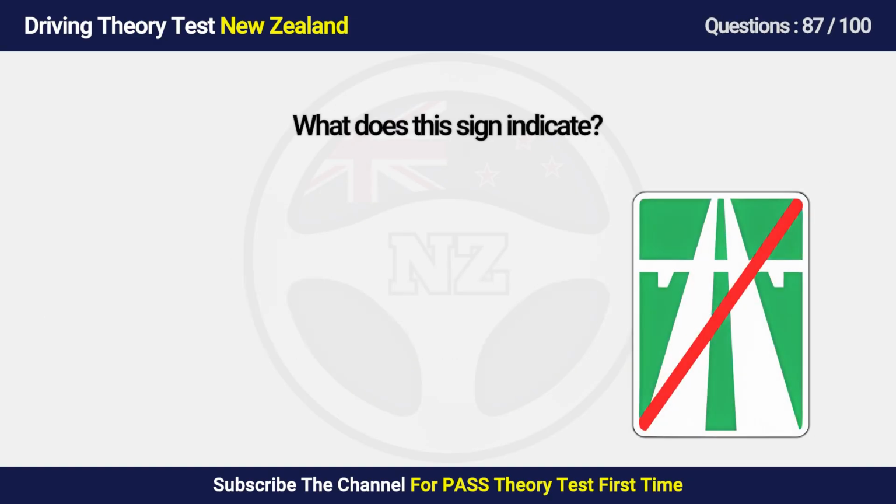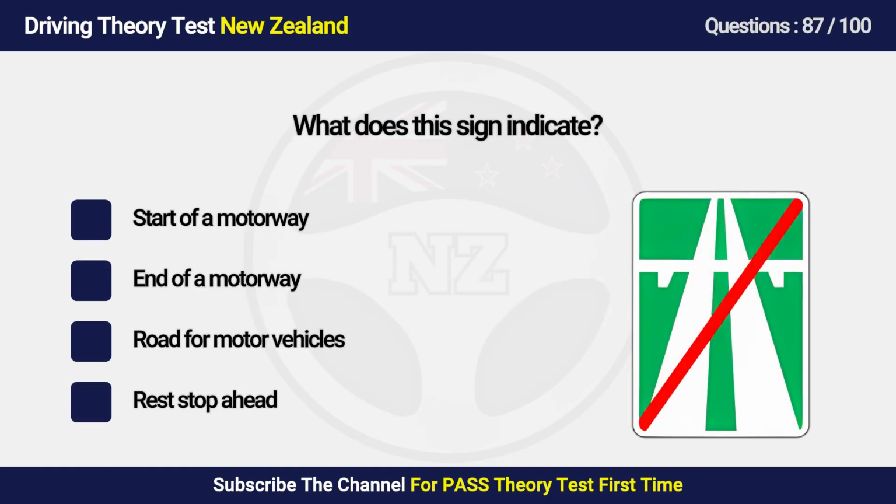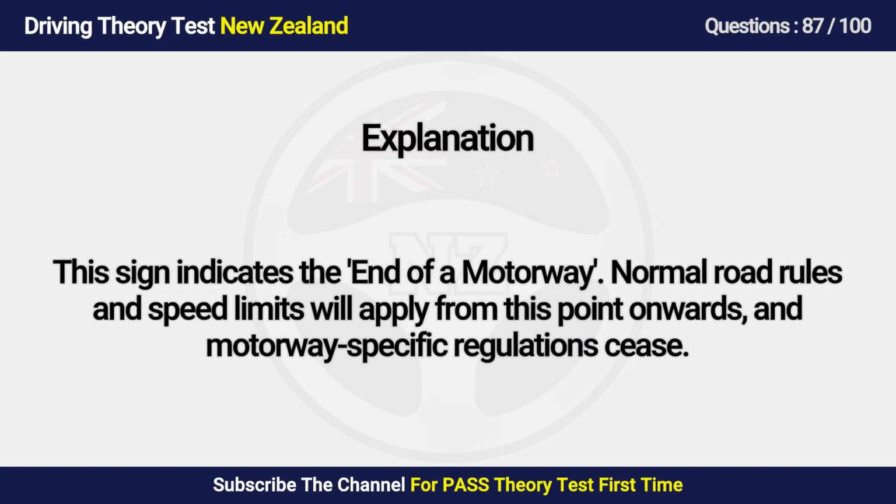Question 87. What does this sign indicate? A. Start of a motorway. B. End of a motorway. C. Road for motor vehicles. D. Rest stop ahead. Answers is B. End of a motorway. This sign indicates the end of a motorway. Normal road rules and speed limits will apply from this point onwards, and motorway regulations cease.